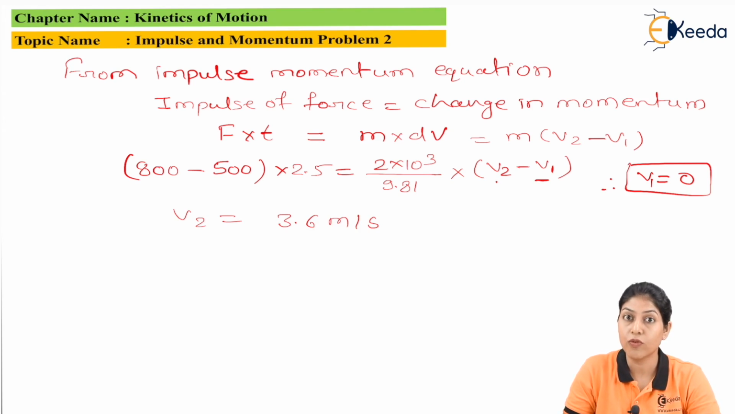Now we have the value of V1 and the value of V2. V1 is 0, V2 is 3.6 meter per second for the variation from 0 to 2.5 second. Now let us consider the variation from 2.5 second to 5 second.